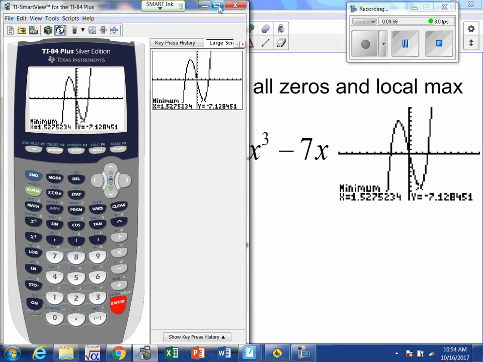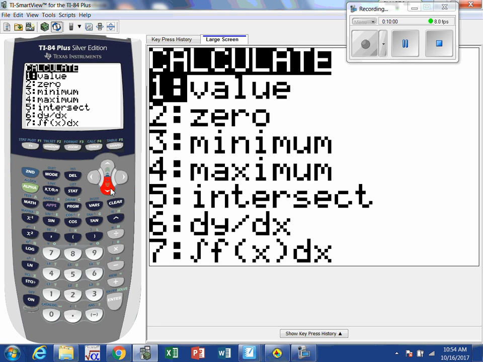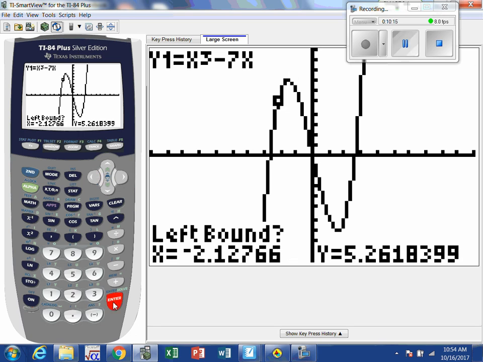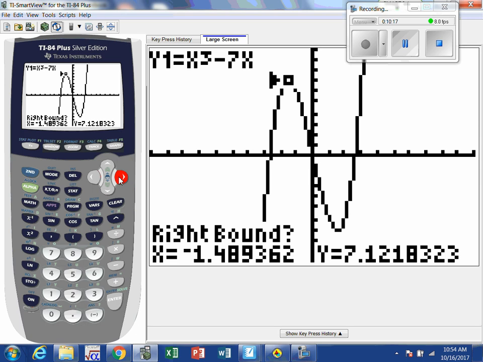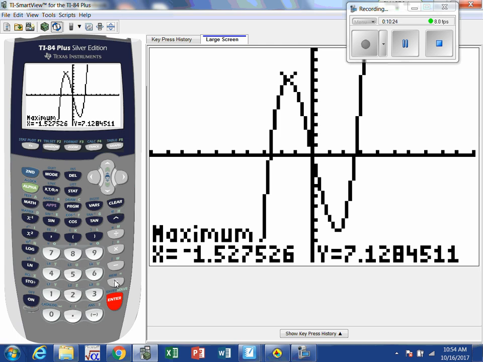So to find that, we will go to second, calculate. And if I want to find a maximum, I go to the maximum. I move my cursor as close to the maximum as I can. And then I go right, or excuse me, left, enter. Then I go right, enter. And then I go back to the peak and hit enter. And I find my maximum.